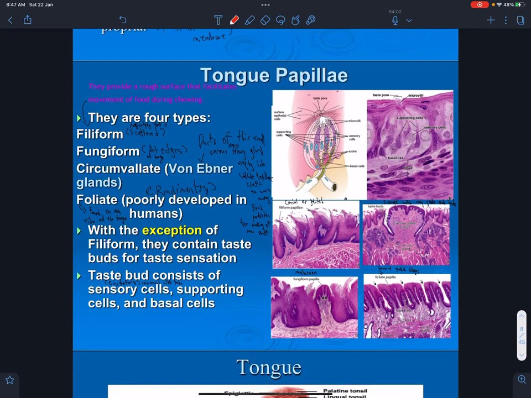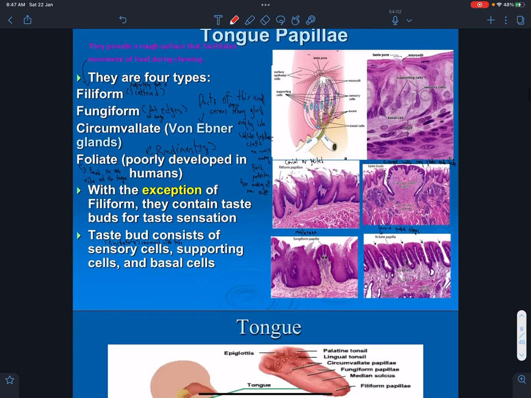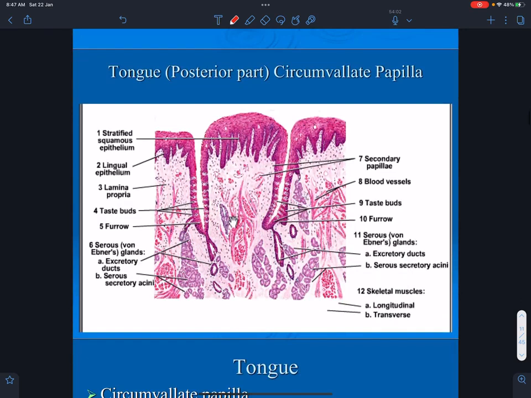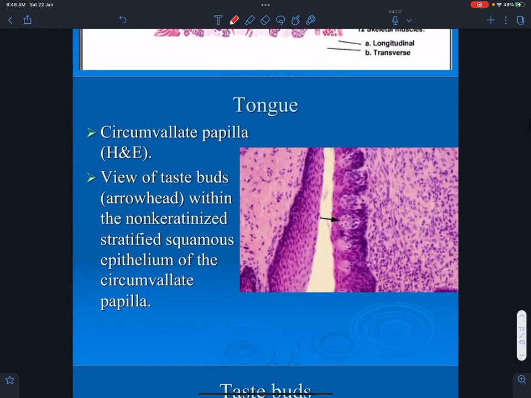The 4 types, with the exception of filiform, all contain taste buds. And we said the cells that make up the taste buds. Of course, here's the circumvallate papillae. Again, the von Ebner glands are only found in circumvallate papillae. And we said their purpose, through excretory ducts, is to secrete saliva, washing away food particles.